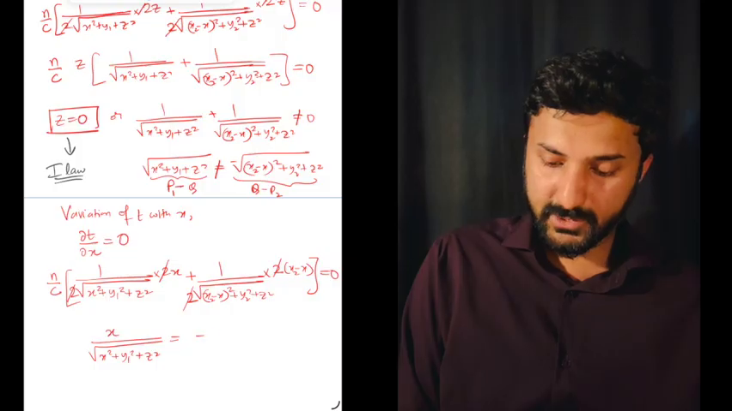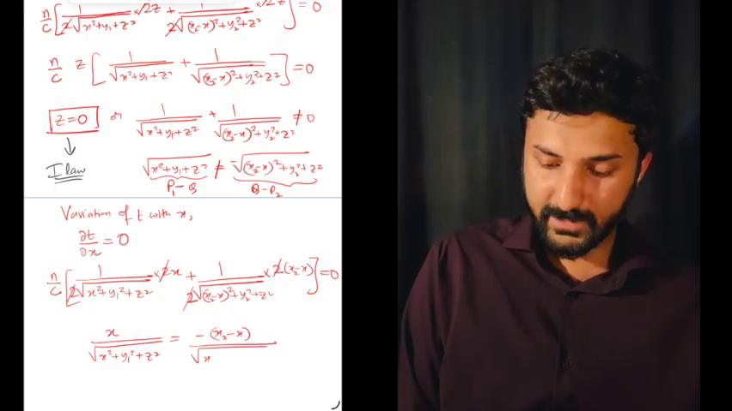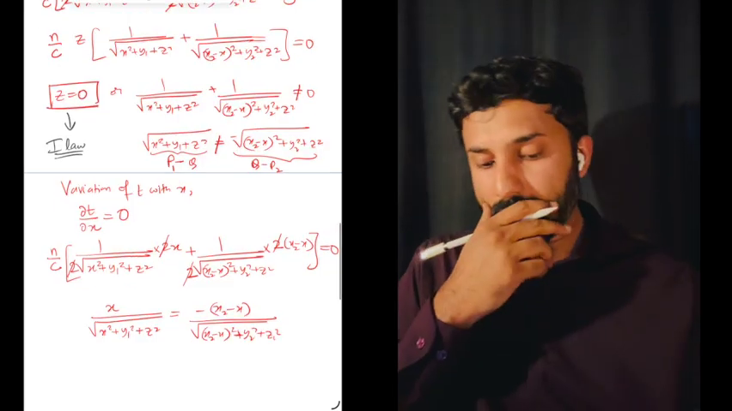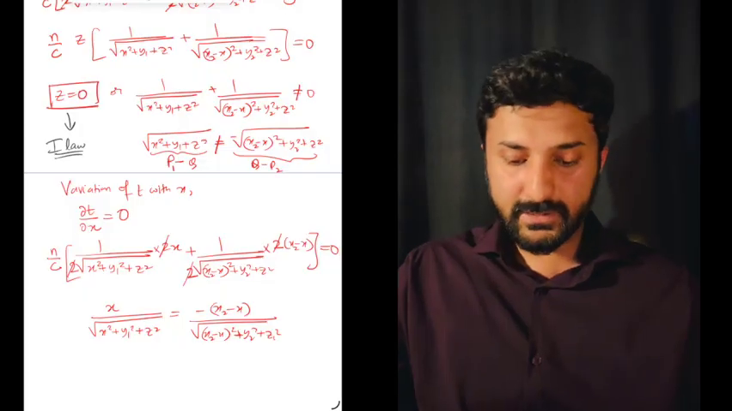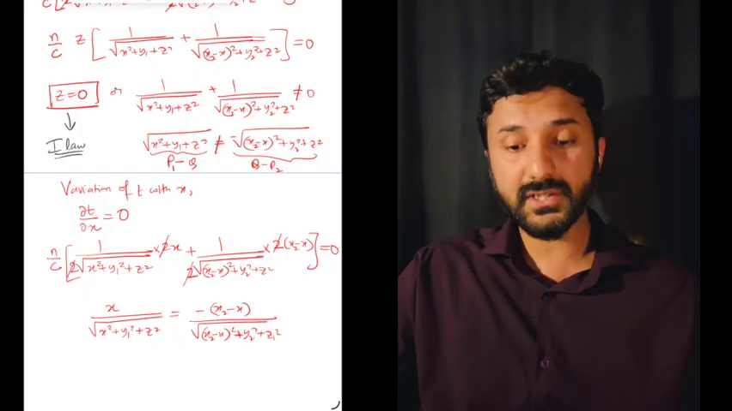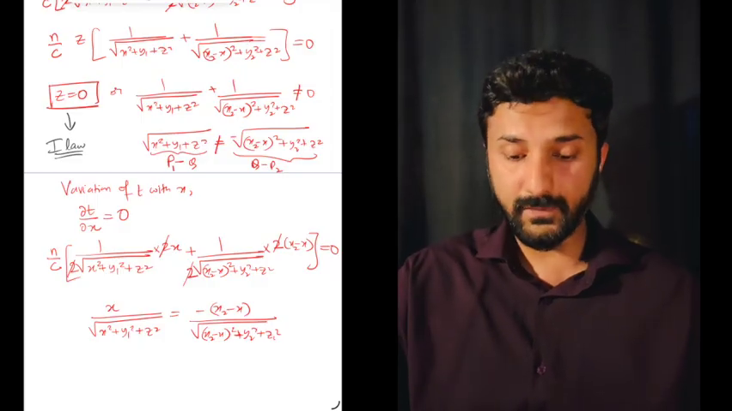equal to minus of x2 minus x by square root of x2 minus x squared plus y2 squared plus z2 squared. Now what exactly is this, right? So this seems to be a ratio of 2 sides. In fact, these are ratios of 2 sides of the triangles that are forming in the figure.